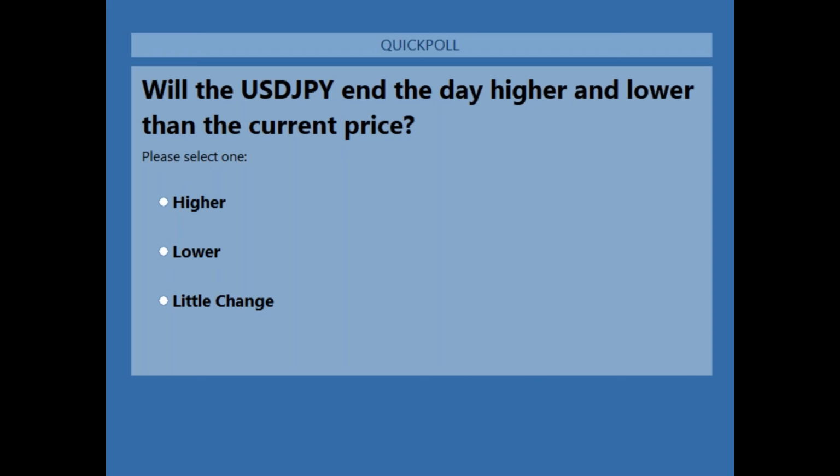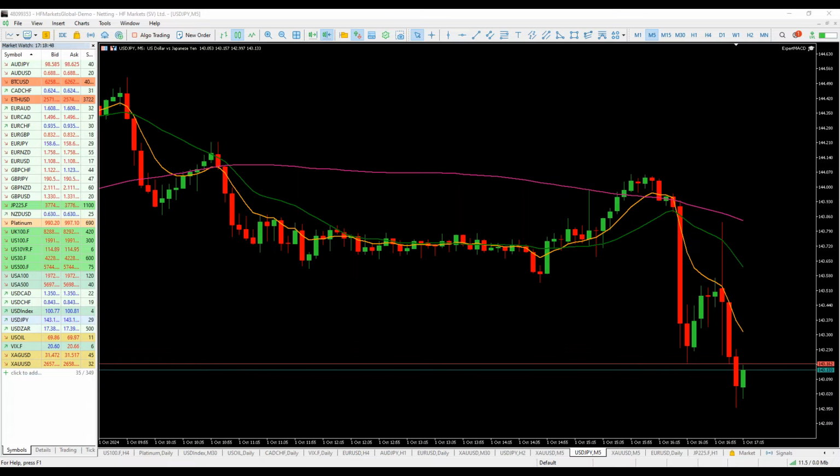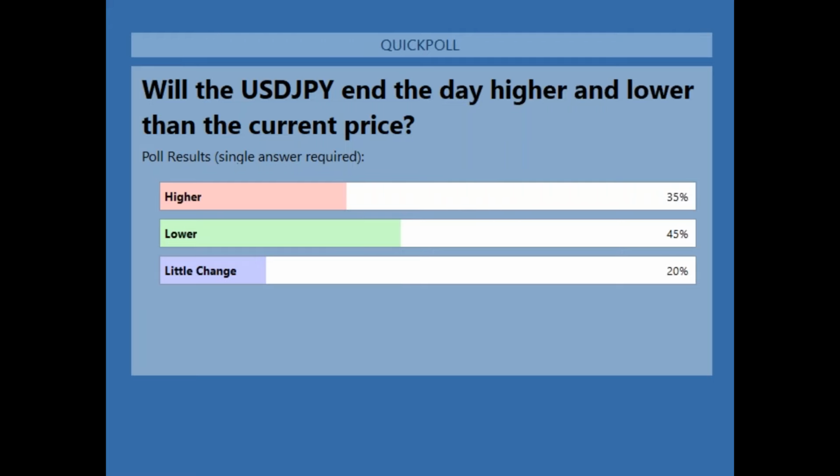Will the US dollar against JPY, this is to help you guys, by the way, will it end lower or higher than the current price? It's very even at the moment. We're at 53% voted. I needed to be at 60. We need a few more people to vote. I can see it's increasing. We need more people to vote. Only 5 more seconds. Perfect. Somebody's voted. We're now at 60. So let's share the results.